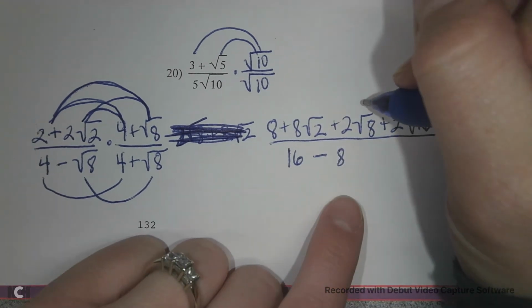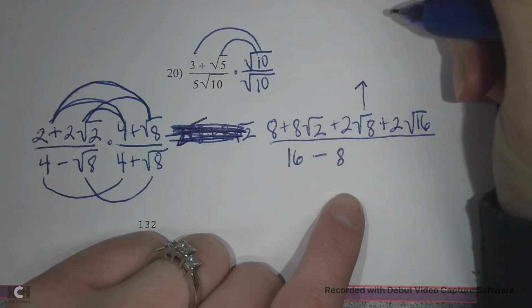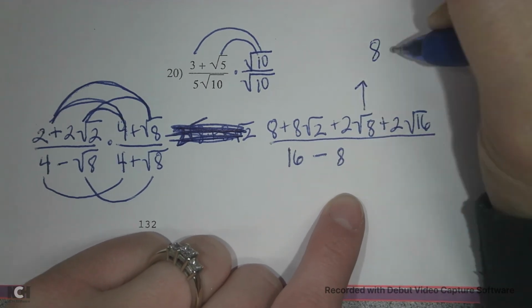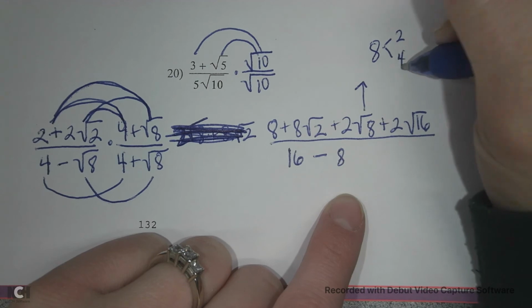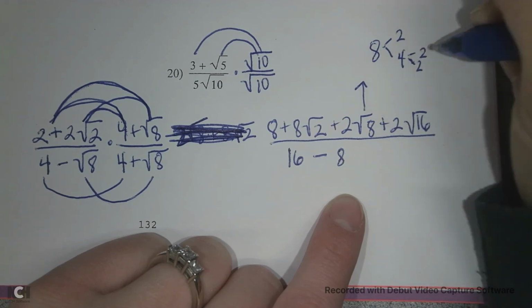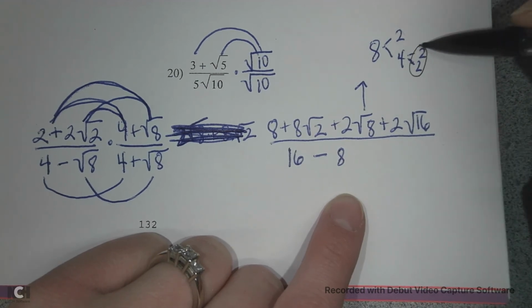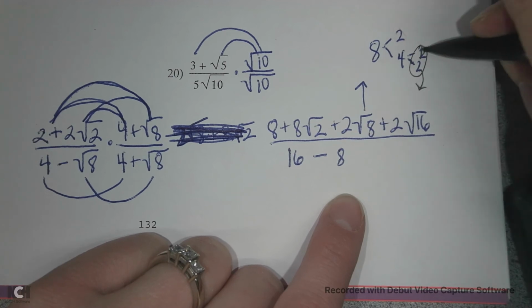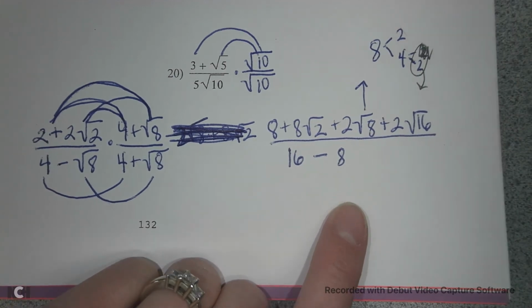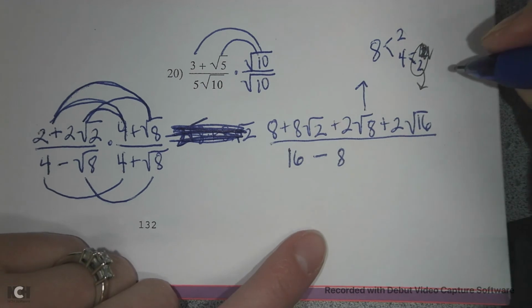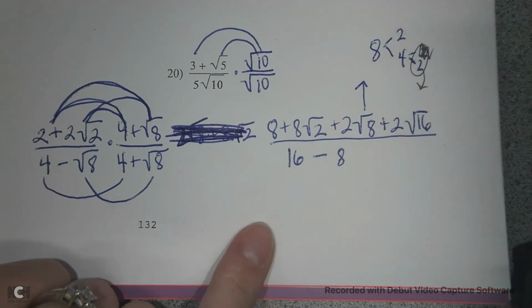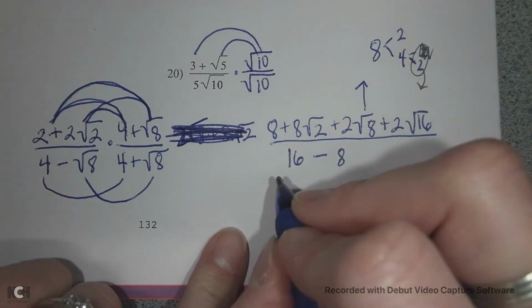Okay, so here, I'm going to simplify this. So 8 reduces to 2 and 4 is 2 and 2. So I have a pair of 2's. So one goes out, the other goes away, and I'm left over with 2. And then the square root of 16 is 4. So we're going to simplify some all at the same time.